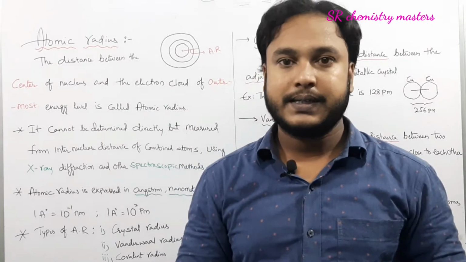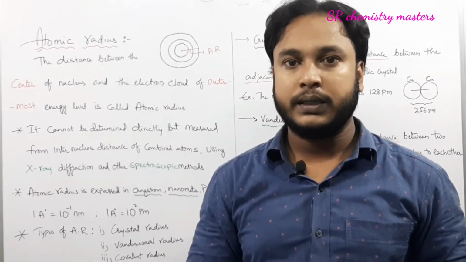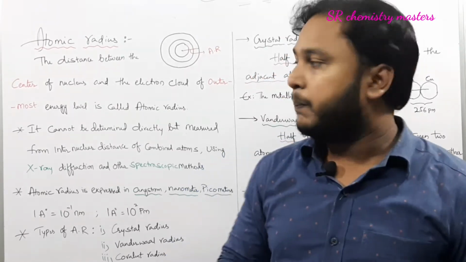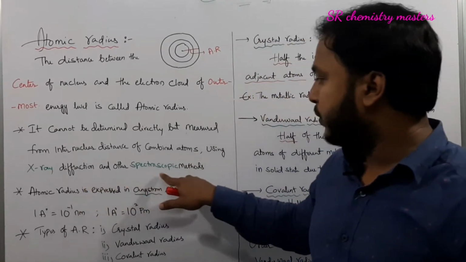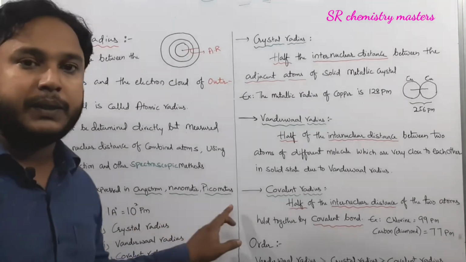Remember, atomic radius cannot be determined directly, but it can be determined by using the internuclear distance between the combined atoms by using X-ray diffraction or spectroscopic methods. Atomic radius is expressed in terms of angstroms, nanometers or picometers.